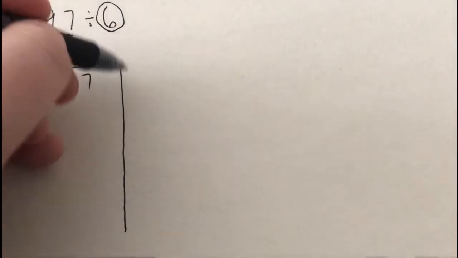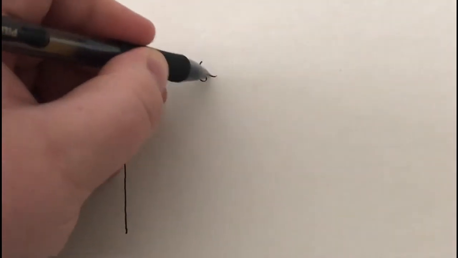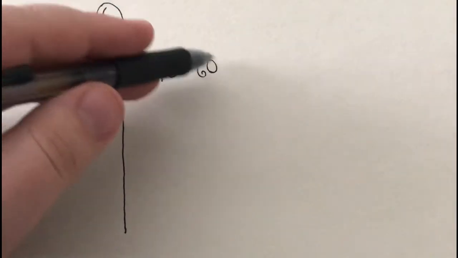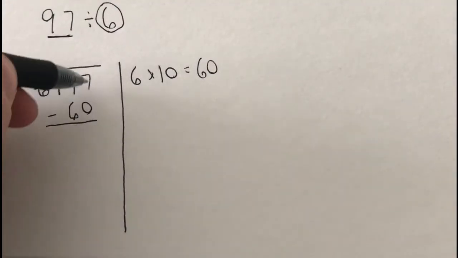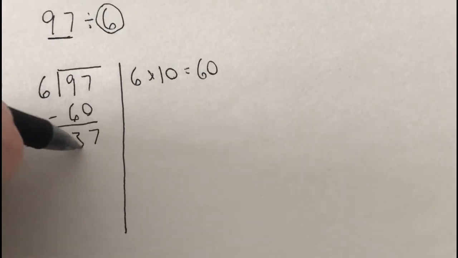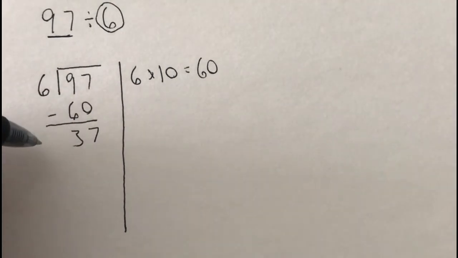Now 6 and a 97. Now, just like last time, I'm just going to go with an easy one. Let's say 6 times 10 equals 60. Okay, no problems with that. So we take our 60, subtract. 7 minus 0 is 7. 9 minus 6 is 3. So now 37 is our new dividend.